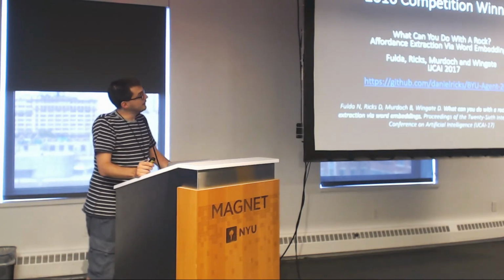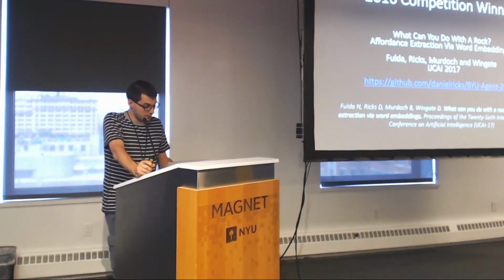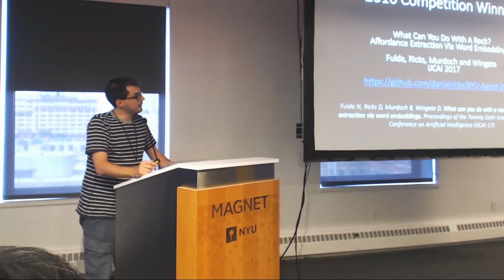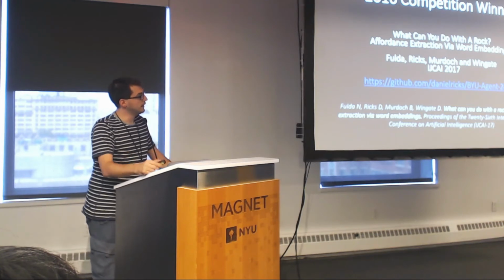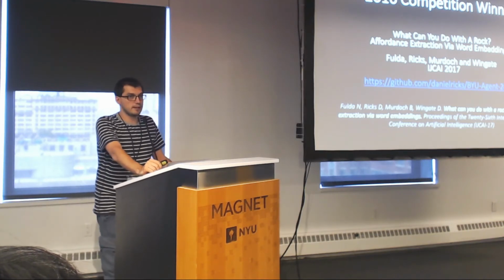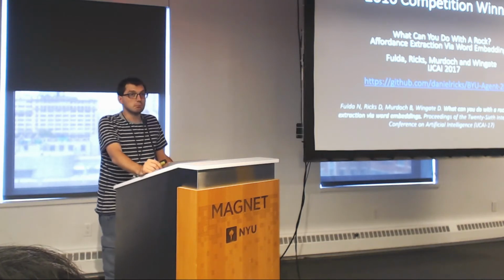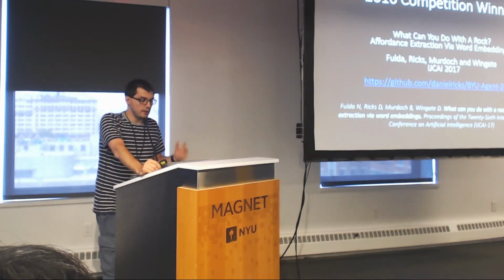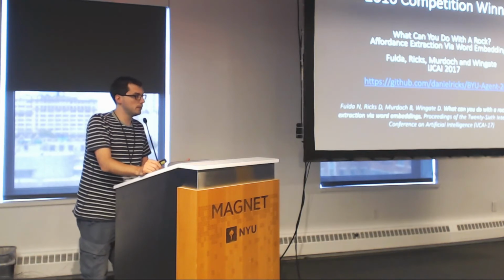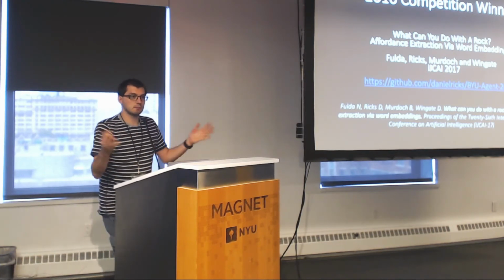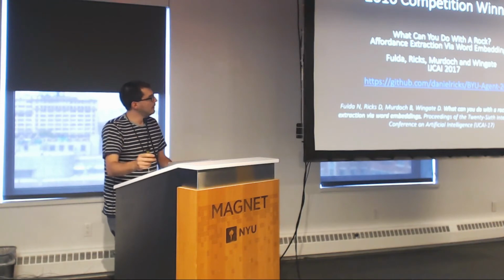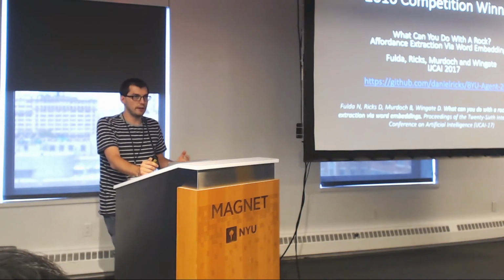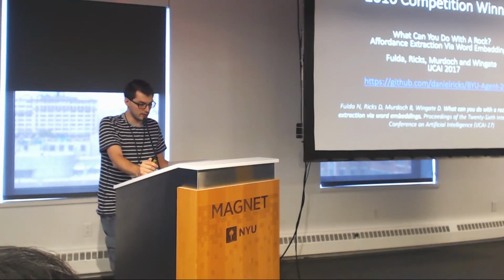So last year, the competition was won by this group: Fulda, Rix, Murdoch, and Wingate. They released their source code, so you can check it in this GitHub repository, and they also have this paper at IJCAI 2017 in which they describe their entry. They were using some kind of Q-learning system to learn which actions are possible. One of the interesting things about this competition is that you can basically do whatever you want. You have just a prompt to write stuff, and it's very difficult to know what is actually relevant. They were using Q-learning to try to identify and learn what is important and relevant for the game.